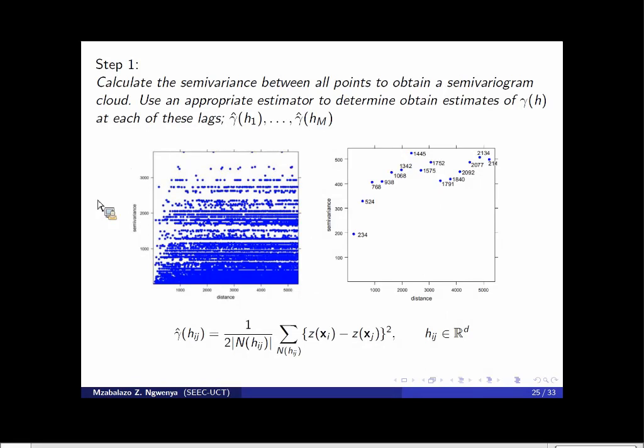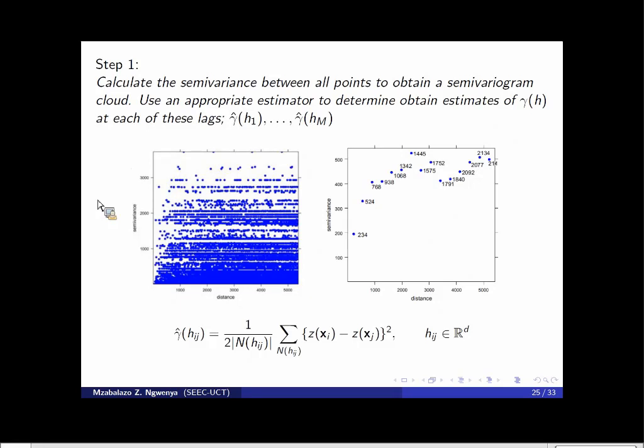So once you do that, you have to basically smooth that graph out by taking a histogram approach. You then say, okay, at distance 1000, let me group all these points at 1000, and what is the average semi-variance for all those points at 1000? For 2000, again, group all the points at 2000, what is the average semi-variance at 2000? Then in the end, you end up with that smooth curve over there.